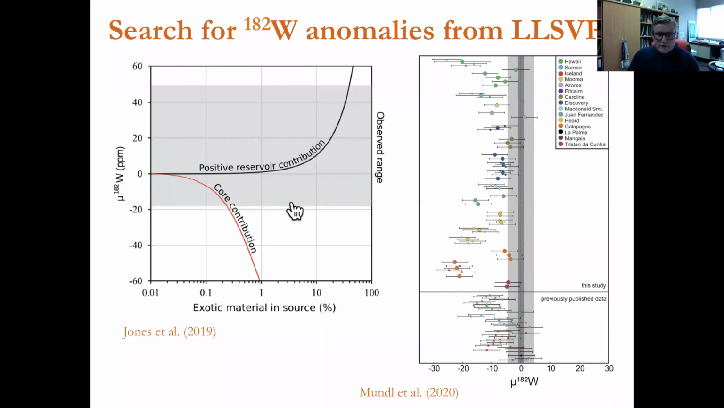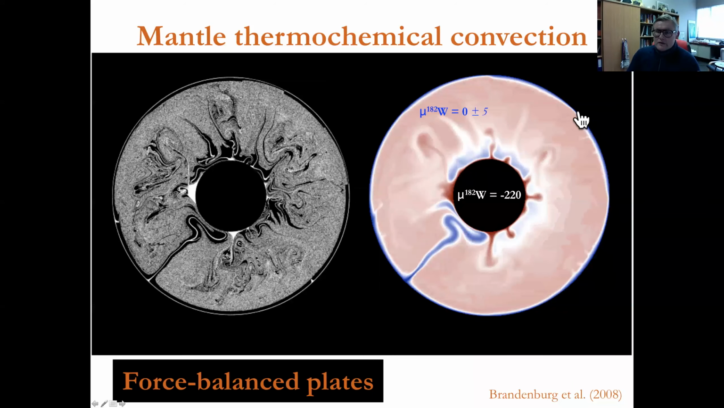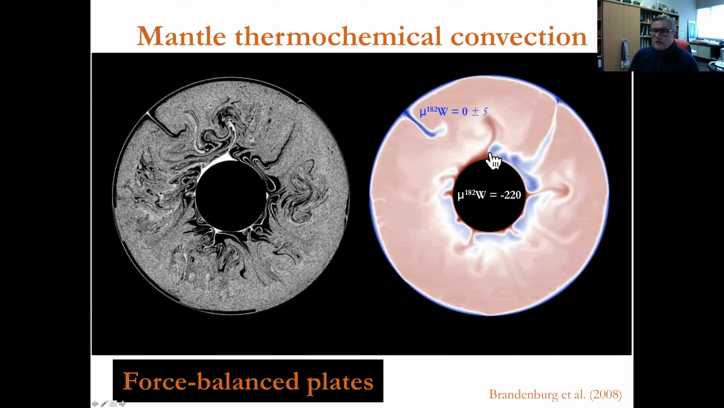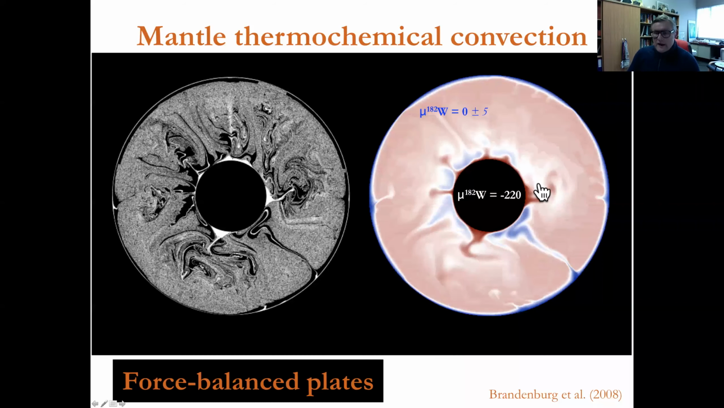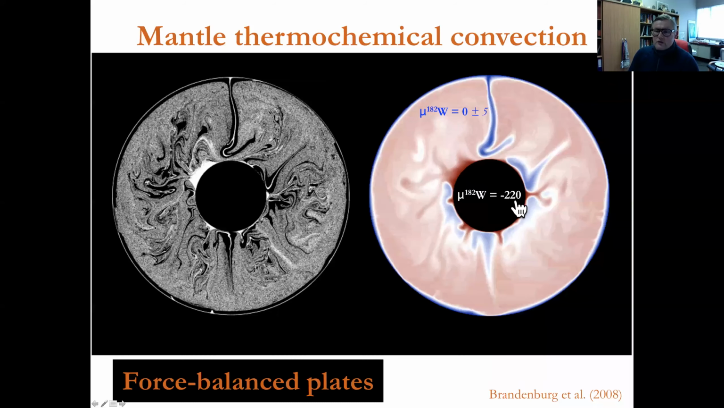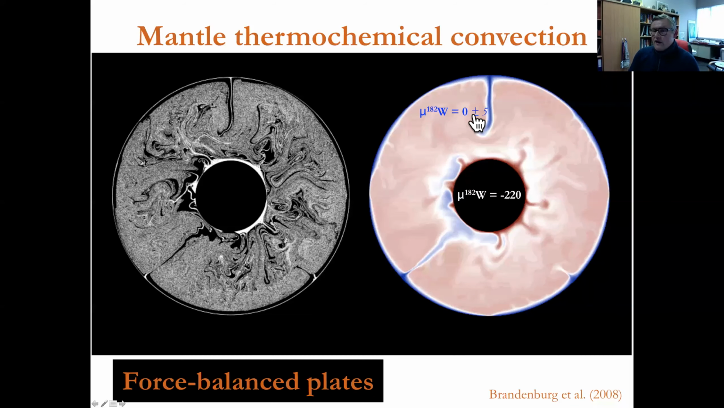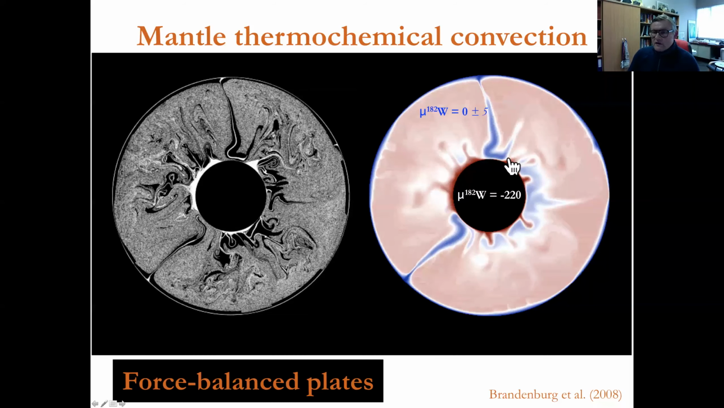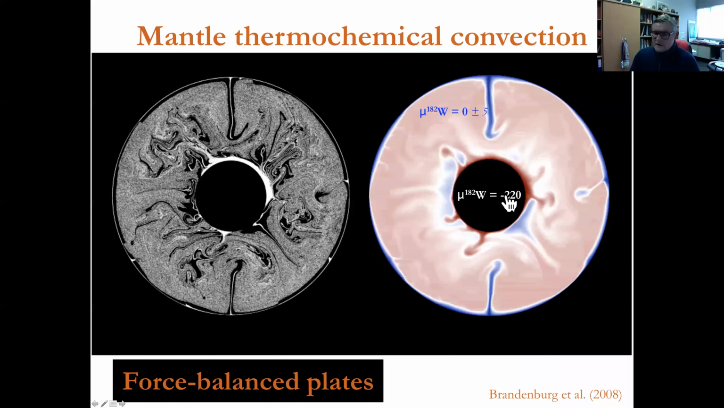And just to put this into a little animation taken from Brandenburg's paper, you just see in this force balance plate models the typical recycling effects of mantle convection, subducting slabs going down, replacing material near the core mantle boundary that causes some form of lower mantle material going up in the form of plumes and so on. And just to remind everyone, the core sits at minus 220 mu-182 tungsten, and the majority of the silicate Earth sits at 0 plus minus 5, which is the analytical precision that we can measure in terrestrial rocks. So very negative material really polluting here the lower mantle, and any magma that should come from here should also pick up negative tungsten isotopic signatures.